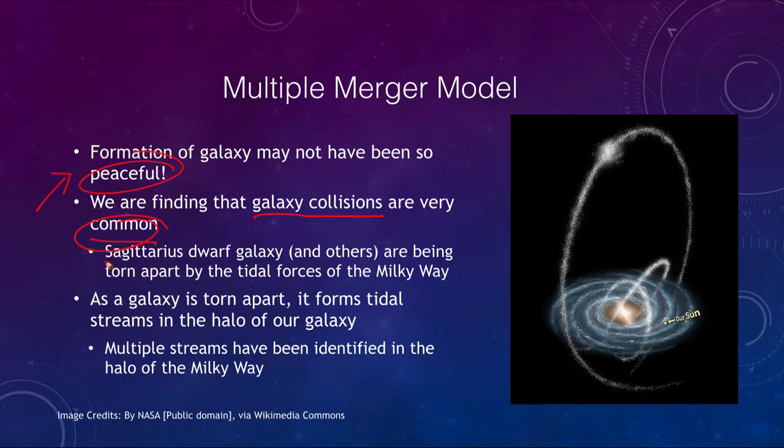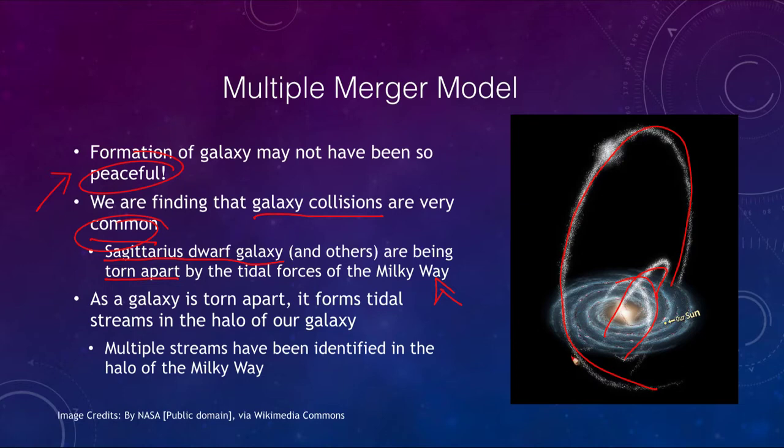For example, our Sagittarius dwarf galaxy and some others are actually being torn apart by tidal forces of our Milky Way galaxy. So if we look at our Milky Way here, we see tidal streams, which are leftover bits of that galaxy that has been disrupted by passing too close to our Milky Way. So we have several different tidal streams that we see here. And those are the remnants of those small galaxies that have been torn apart.